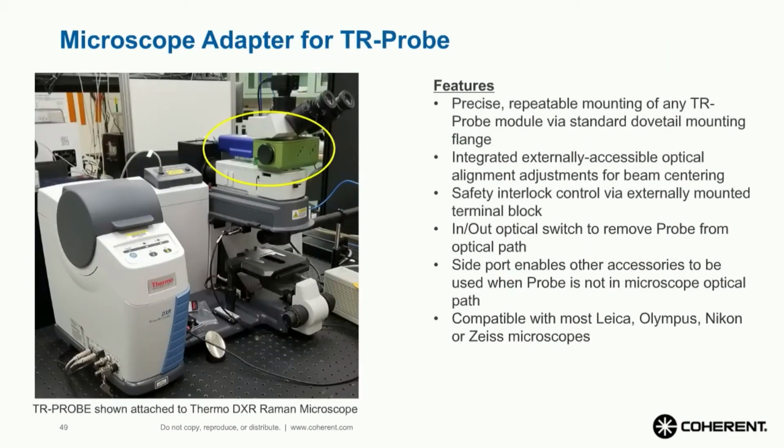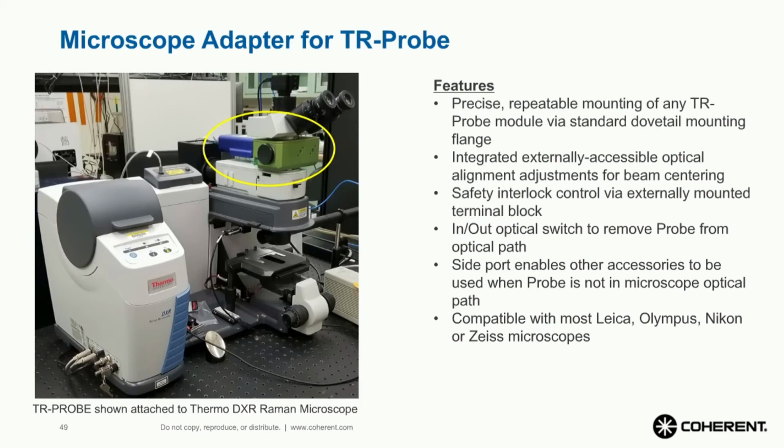In this case now, you can see the terahertz or the TR probe system attached to a microscope, one of the Thermo DXR Raman microscopes, using our microscope adapter. So this allows you to, again, be able to use the same probe device and be able to do micro-Raman mapping with it as well. So it makes it very easy to integrate. Again, you still have just the fiber connection to the rest of the spectrometer. You can select when you want to have the instrument put into or out of the beam path, and it's compatible with all sorts of different applications.